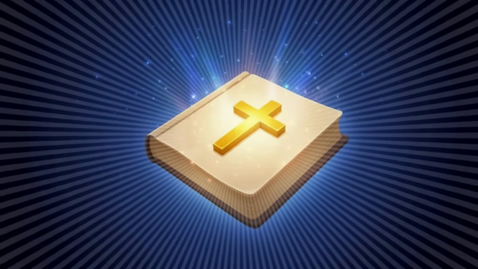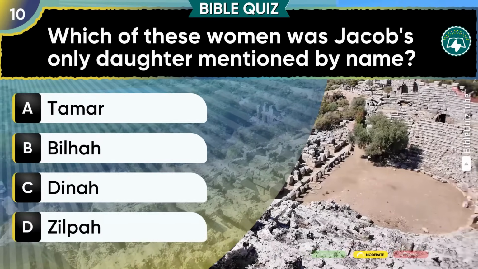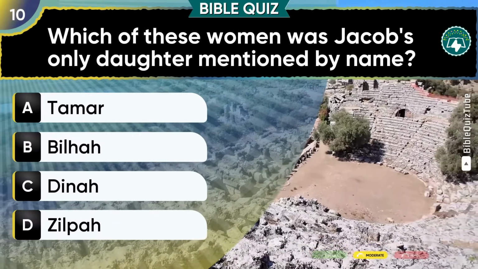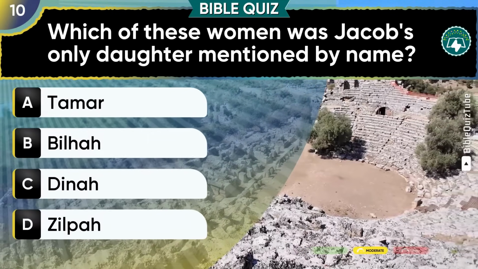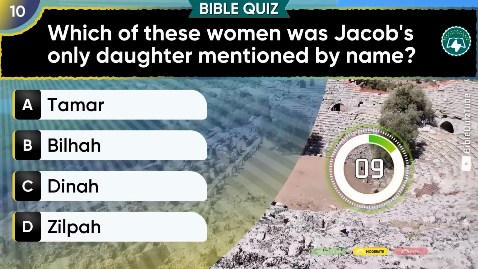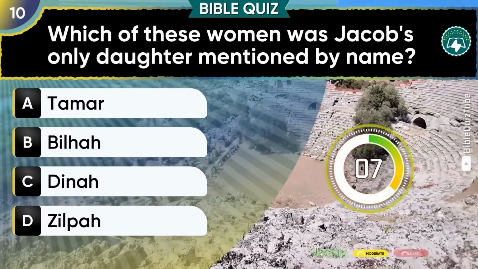Let's dive back in. Question 10. Which of these women was Jacob's only daughter mentioned by name? Prove your knowledge. A. Tamar. B. Bilhah. C. Dinah. D. Zilpah.